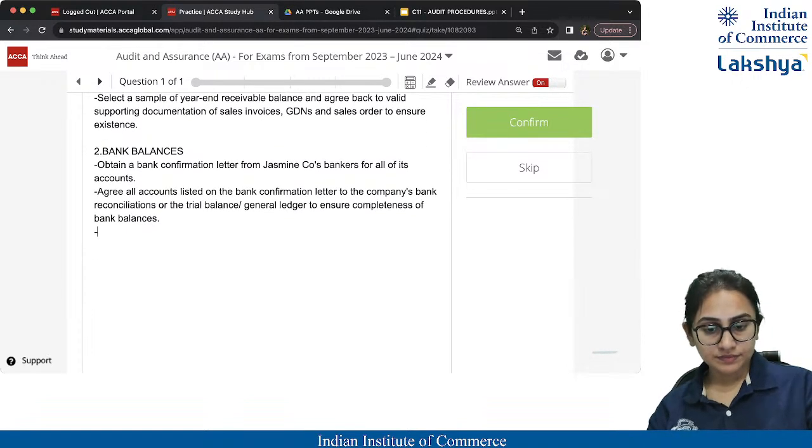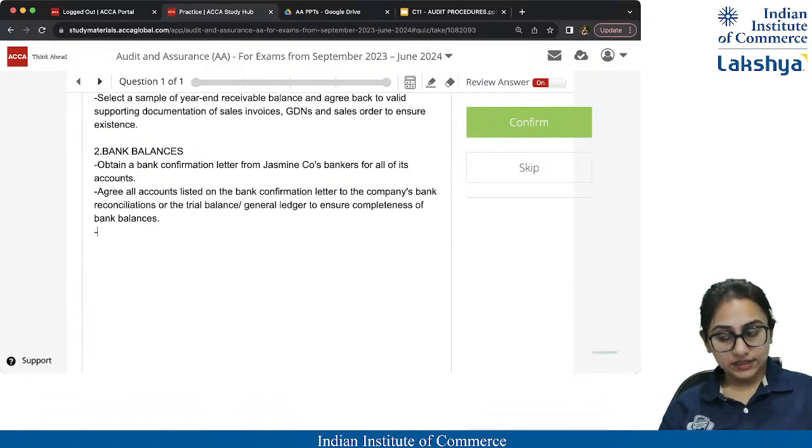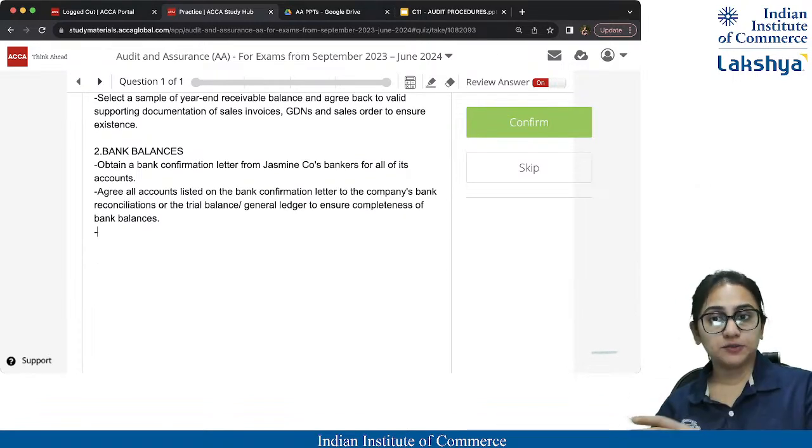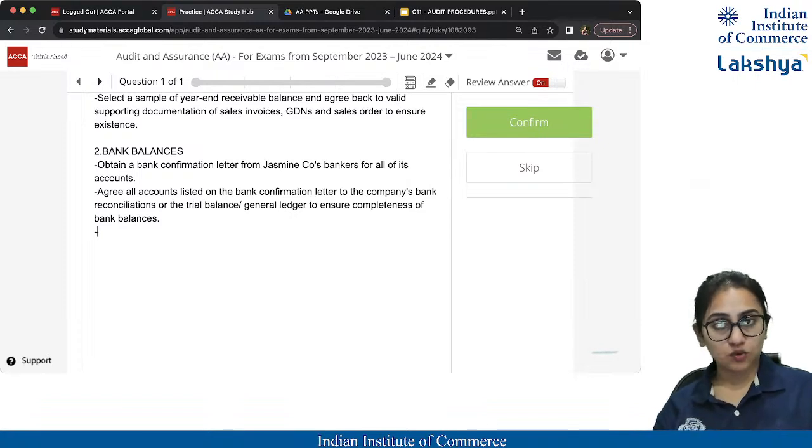Then whatever is the balance that the company tells us that I have this much balance in bank, I have this much balance in overdraft, are you going to listen to it just like that? Or are you going to do your own research for accuracy? Yes, we're going to do our own research.